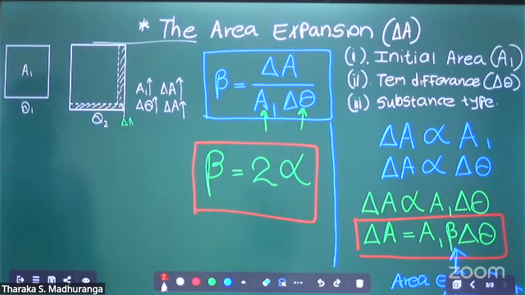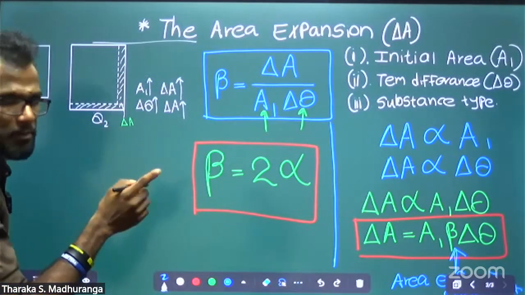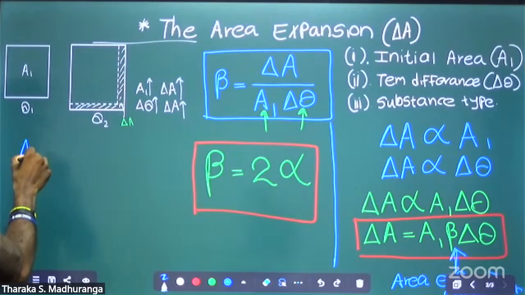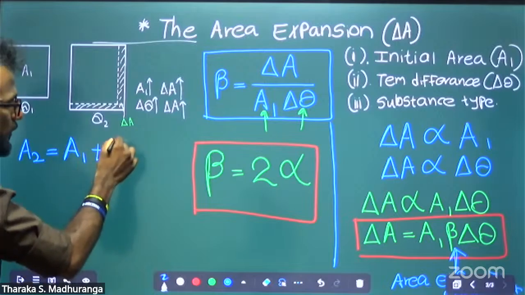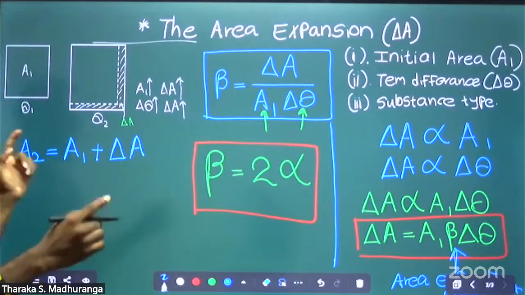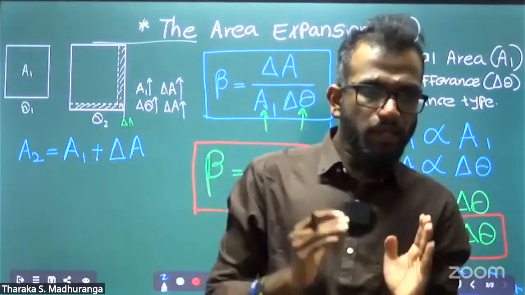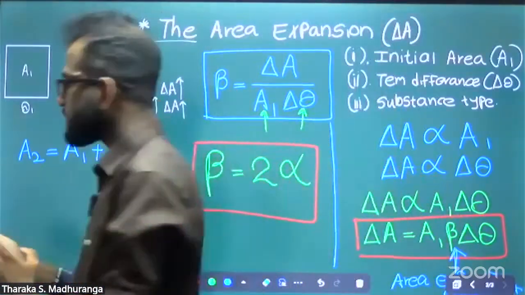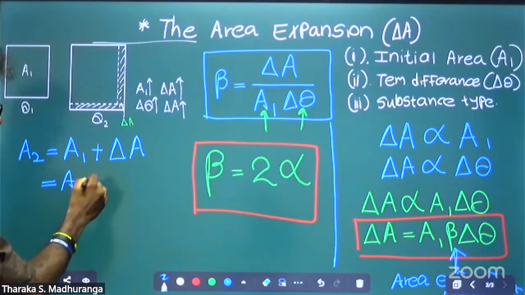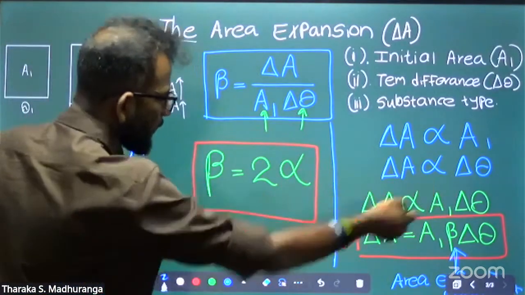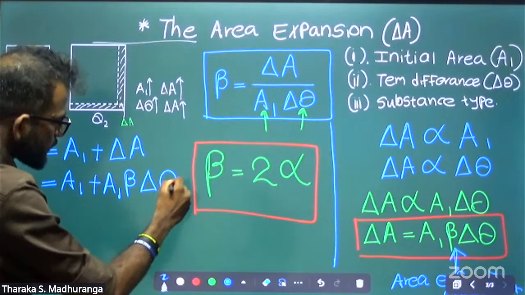Okay, now if you get the final area, same. If A2 is the final area, then A2 equal A1 plus delta A, no? Delta A same as previous. The L2 equal L1 plus delta L. The A2 equal A1 plus delta A. Now the A1 is kept here. Instead of delta A, I'm going to substitute A1 beta delta theta.